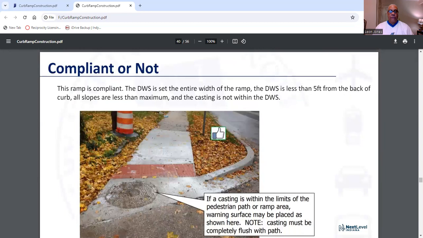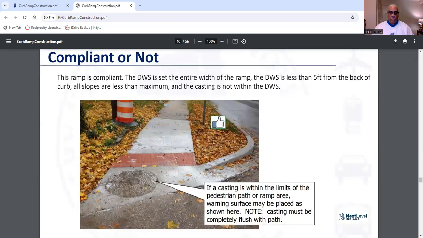Compliant or not, this ramp is compliant. The DWS is set on the entire width of the ramp. The DWS is less than 5 feet from the back of the curb. All slopes are less than maximum, and the casting is not within the DWS.